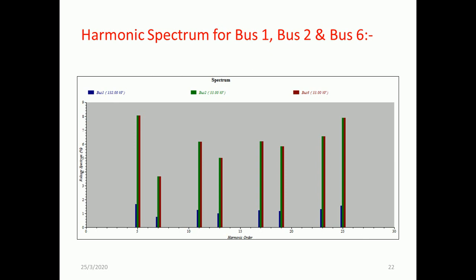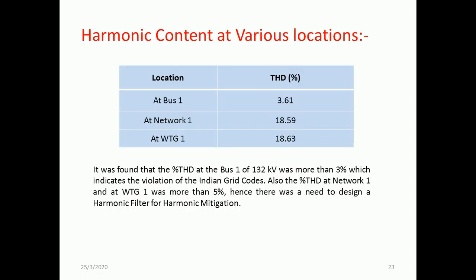This is the harmonic spectrum for bus 1, bus 2 and bus 6. You can observe that for bus 1 the harmonic order is less as compared to bus 2 and bus 3, and you can also observe that the fifth order harmonic is dominant in the system. This is the comparative table of harmonic content at various locations. At the wind turbine generator, the percentage THD is 18%, whereas at bus 1 it is almost 3.6%, but it is still violating the grid codes.